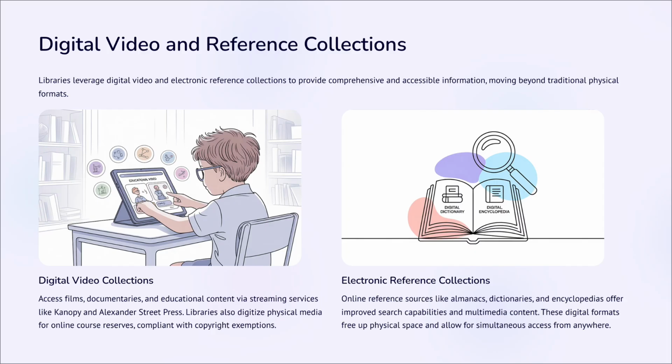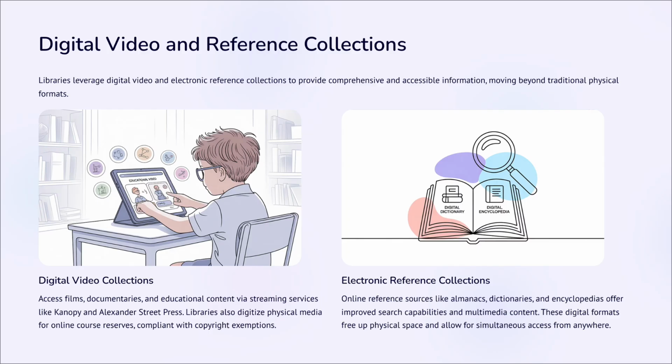Digital video collections deliver films, documentaries, and course-relevant content via streaming services like Canopy and Alexander Street Press. In some cases, libraries also digitize physical media and stream it for online course reserves when copyright exemptions apply. The impact for learners is big. Assigned viewing becomes accessible wherever they are.